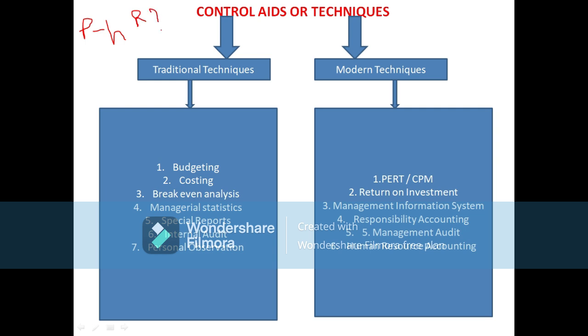Then what does controlling mean? Control seeks to find out whether these resources are utilized in the best way and according to the planned way, whether actual performance conforms to planned performance. So controlling sees that. That means controlling evaluates the total organizational performance in achieving the organizational objectives.